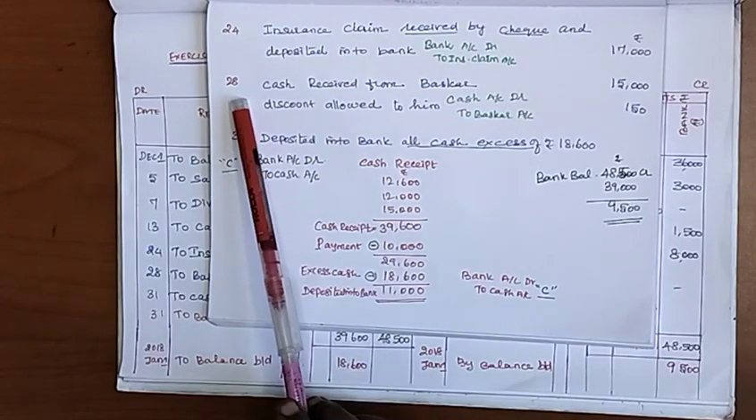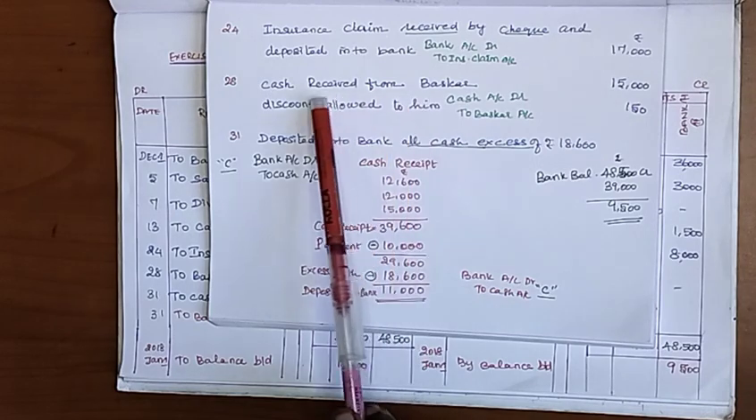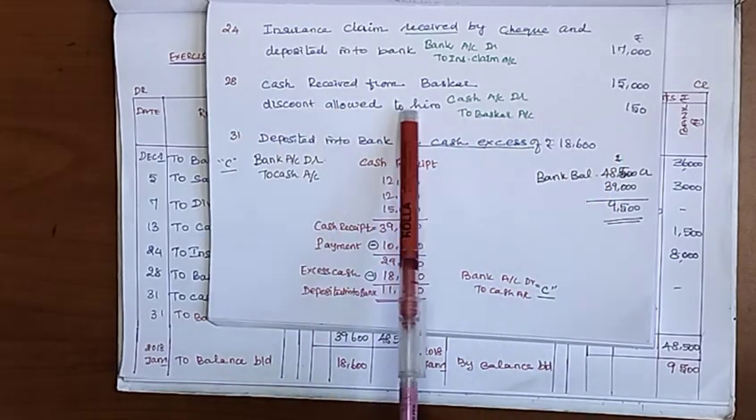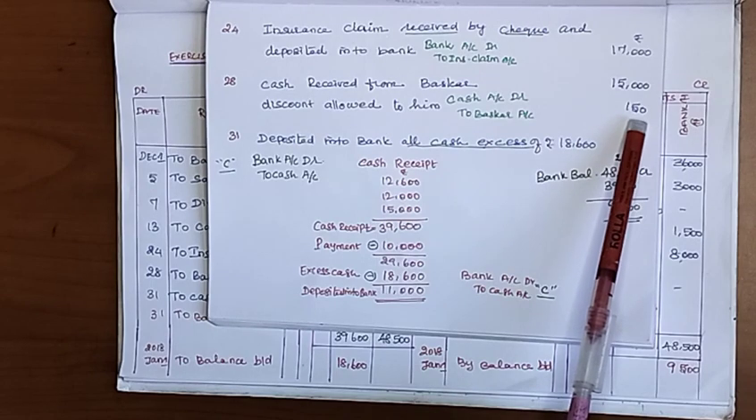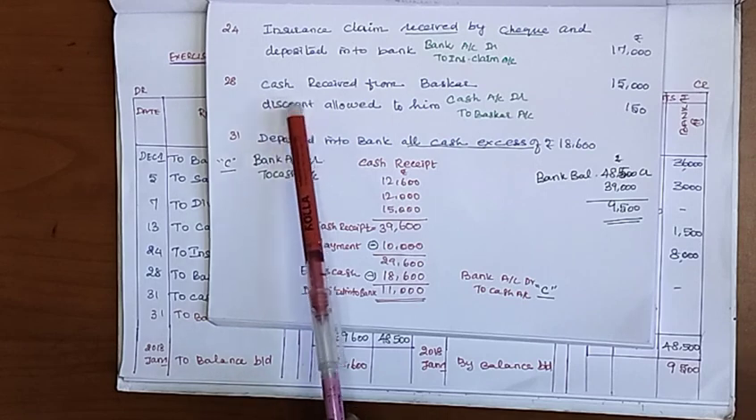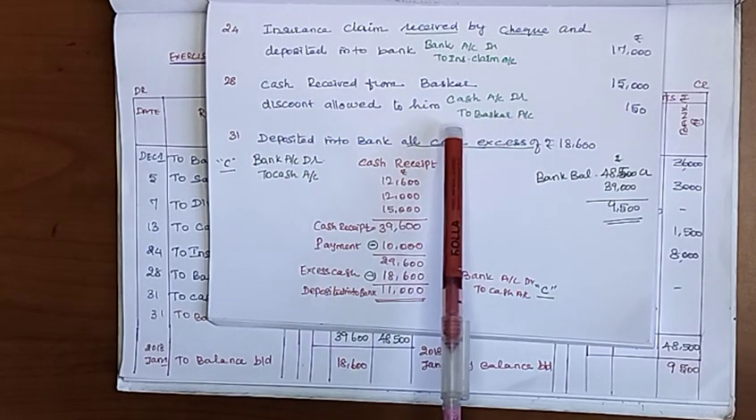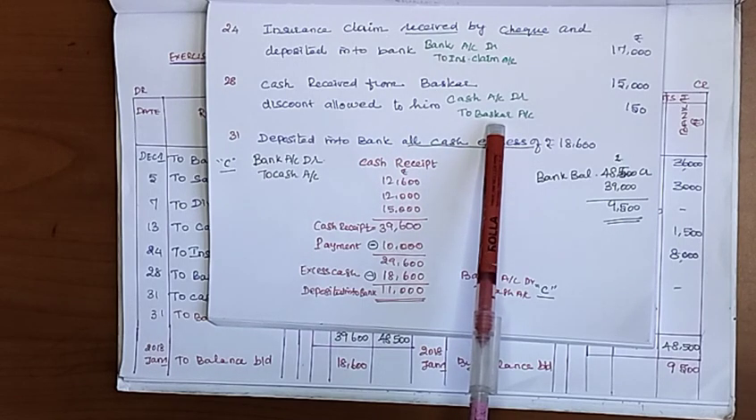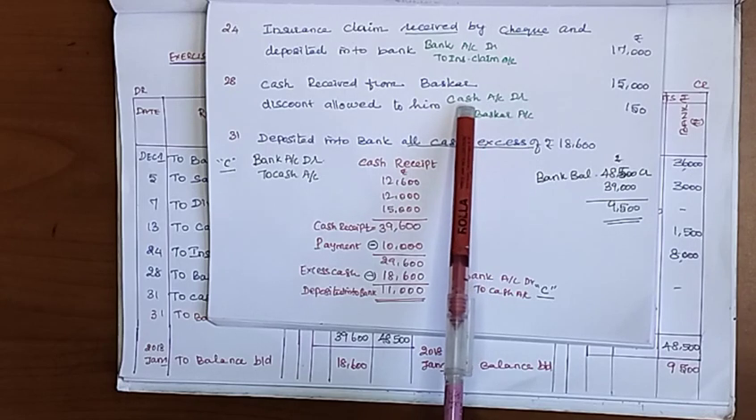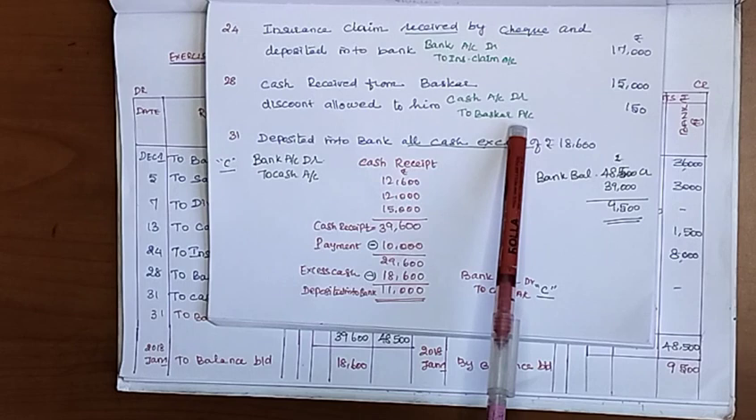December 28. Cash received from Bhaskar, discount allowed to him. Cash received from Bhaskar 15,000 rupees and discount allowed to him 150 rupees. So you received cash from Bhaskar, so your cash account increased. What is the journal entry? Your cash account increased means cash account will be debited, right? So cash account debtor to Bhaskar account.